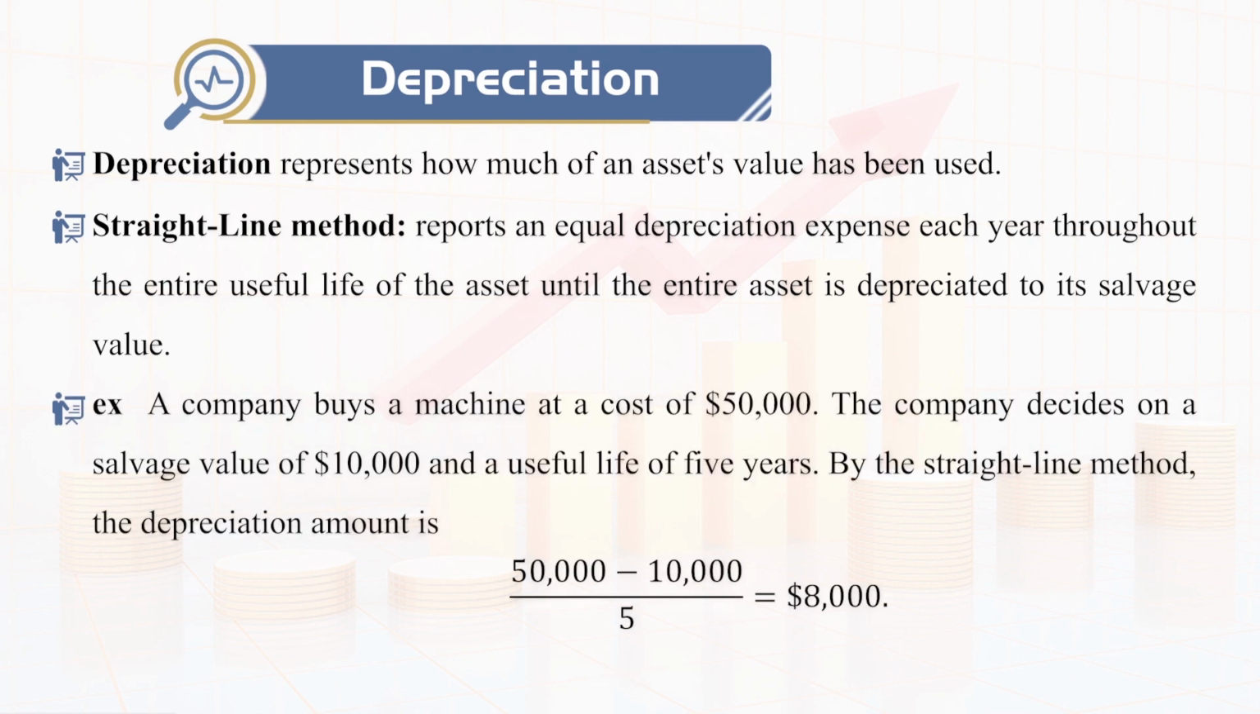For example, suppose that a company buys a machine at a cost of $50,000. The company decides on a salvage value of $10,000 and a useful life of 5 years. By the straight line method, the depreciation amount is $50,000 minus $10,000 altogether divided by 5, and is $8,000.